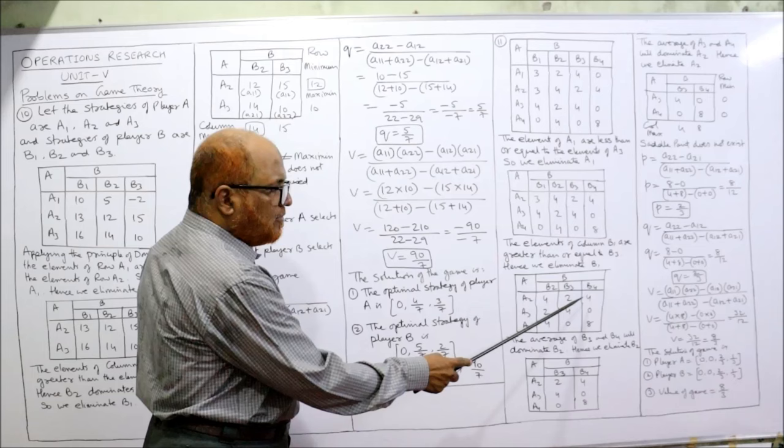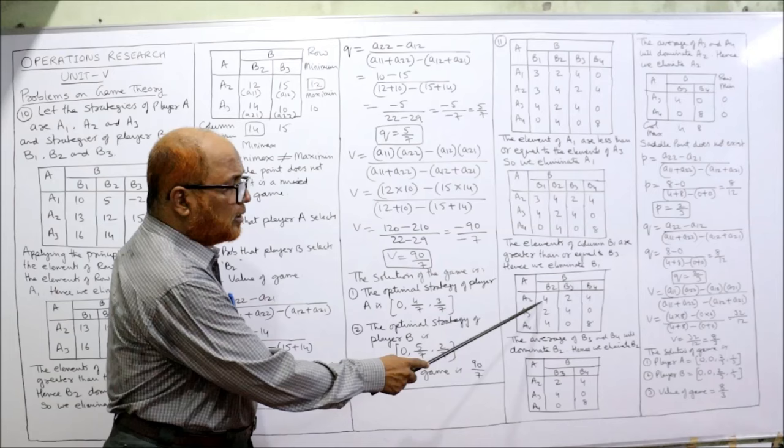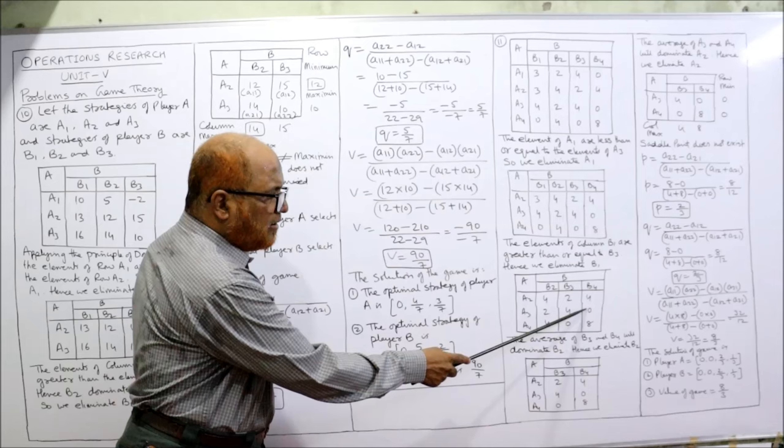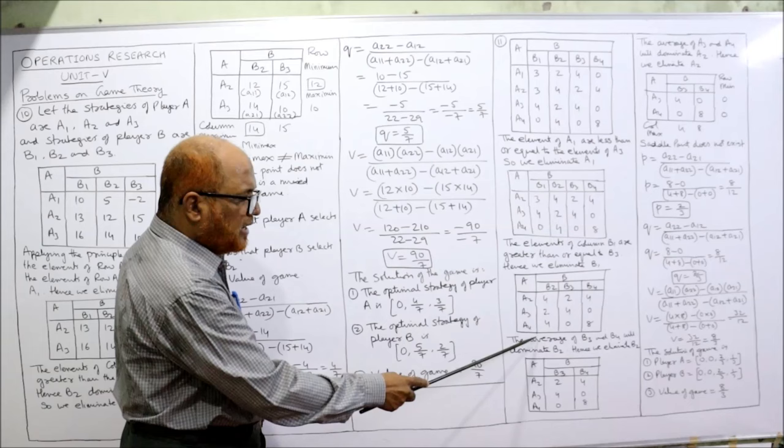So the average of B3 and B4 is dominating B2, because the B2 value is more. B2 value is 4, whereas the average comes to 3. So 4 is greater. Similarly, the average is 2, average is 4. So the average of B3 and B4 is dominating B2, so we can eliminate B2. B2 is eliminated, so only B3 and B4 are left.